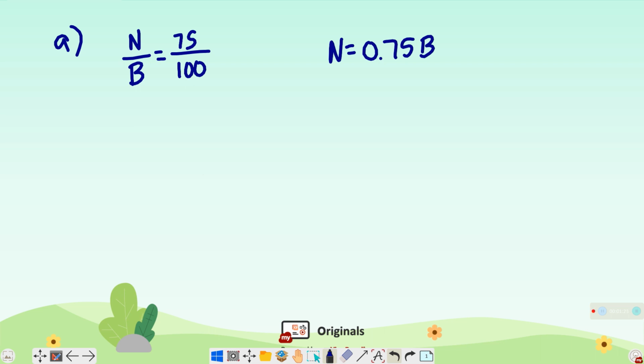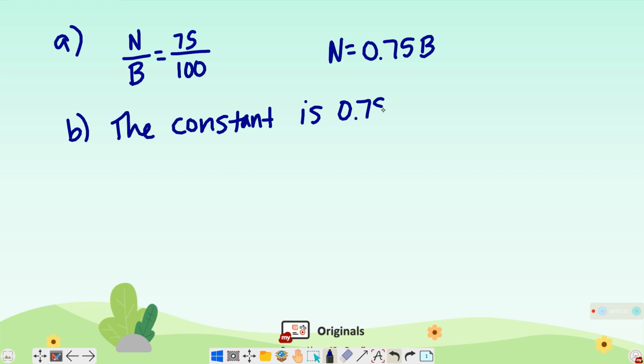Then in part B, it says, what is the constant of proportionality and what does it mean in the context of this situation? The constant is 0.75, and it means that for each dollar the school has to pay, the student has to pay 75 cents, or 75%.